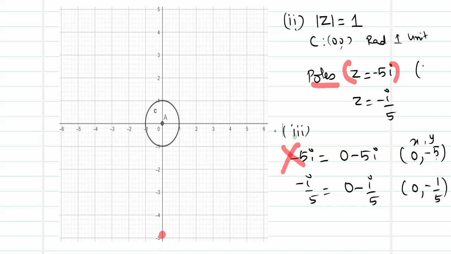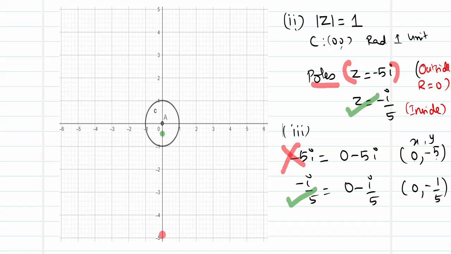Now considering the second point, 0 comma minus 1 by 5, which is less than 1. So where will this lie? It will lie over here. So this pole, z equal to minus i by 5, lies inside our unit circle. When a pole lies outside, the residue will be equal to 0. I'll have to find the residue only for the pole that lies inside.